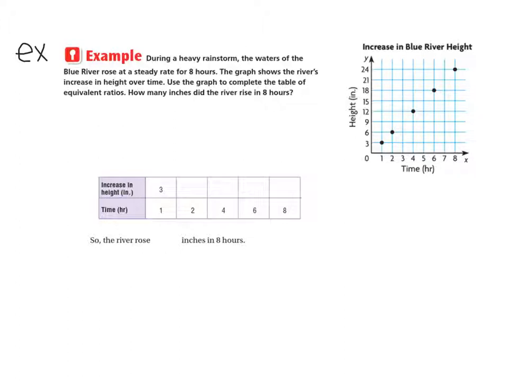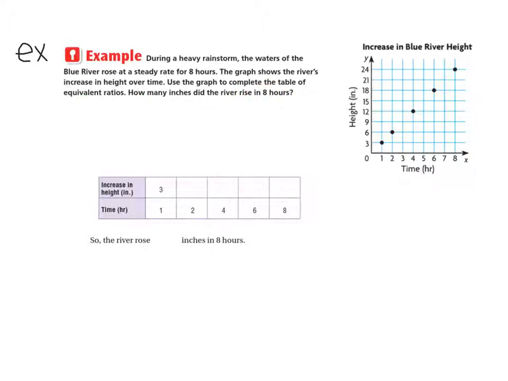So during a heavy rainstorm, the waters of the Blue River rose at a steady rate for 8 hours. So when it rains, the river, like how much water was in there, went up because the water obviously went into the river. The graph shows the river's increase in height over time. Use the graph to complete the table of equivalent ratios. How many inches did the river rise in 8 hours?